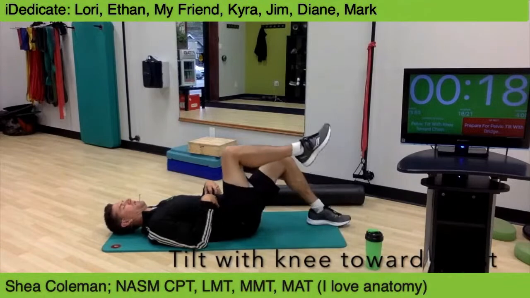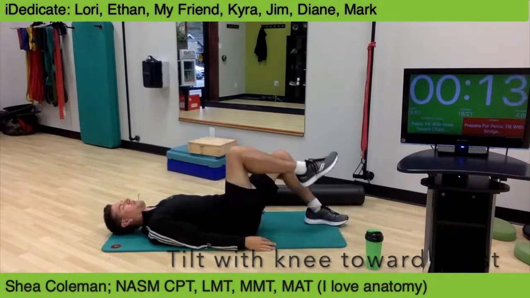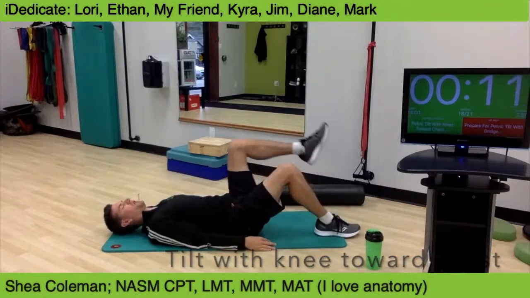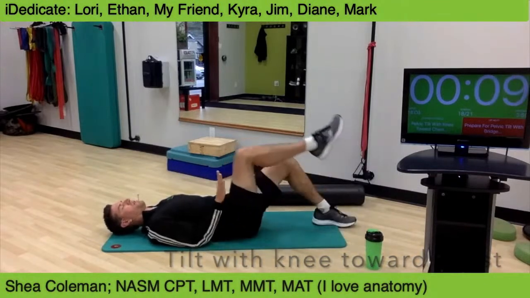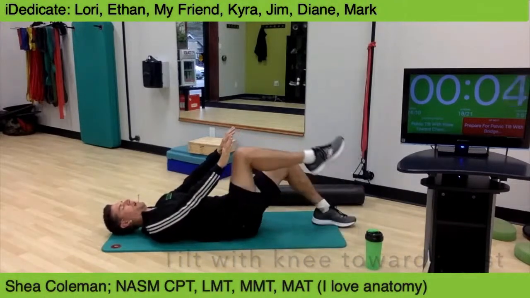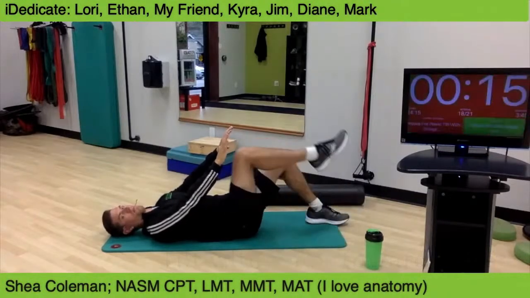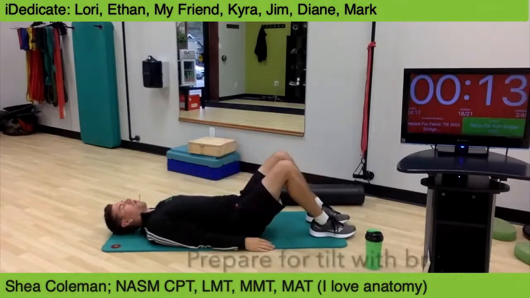You should hover your feet, move one knee up, back down to a hover, then the other knee up, back down to a hover. Reset if you need to, and then go again. All the way through. Finish strong, 7 seconds. 3, 2, 1. Prepare for pelvic tilt with bridge.